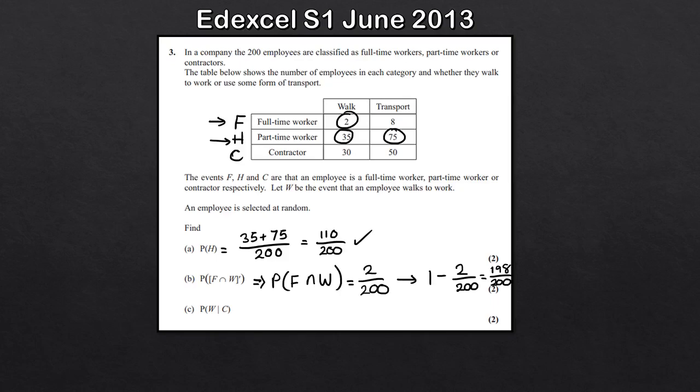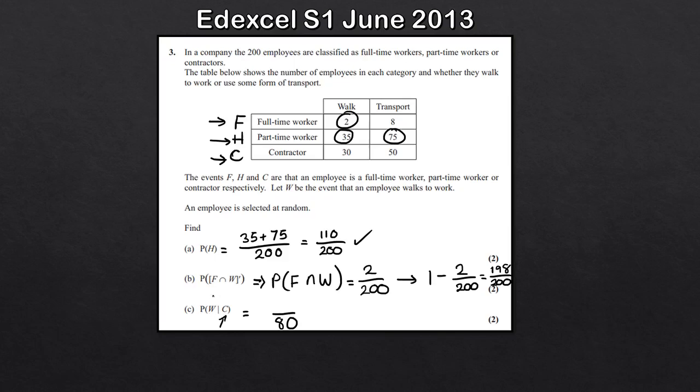And finally, we're looking for the probability of W, so they walk, given they're a contractor. This one's just a little bit different. We have to be careful, and this is where the conditional probability comes in. If we're looking for a contractor who walks, we're only considering values now from the contractors. So our total sample here, in effect, is going to be 30 plus 50, so we divide this by 80. It's not 200 here, be very careful, but rather out of 80. That's what that conditional part tells us. That's how many we're doing in total, so that's where the 80 comes from.